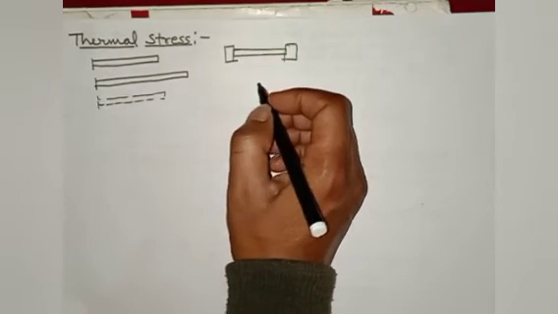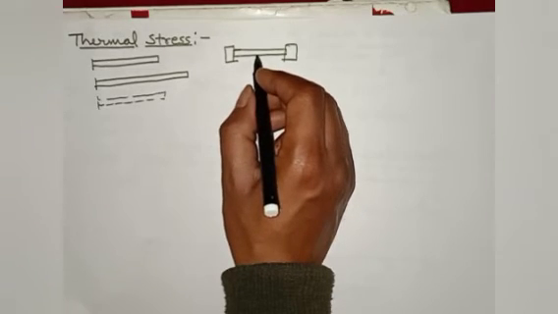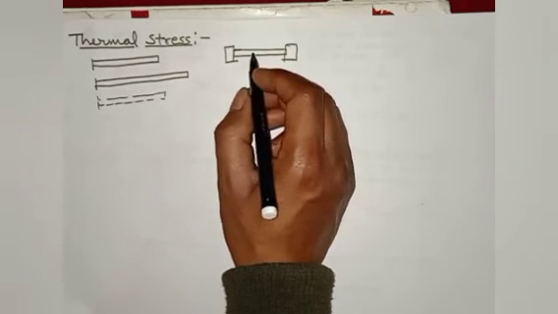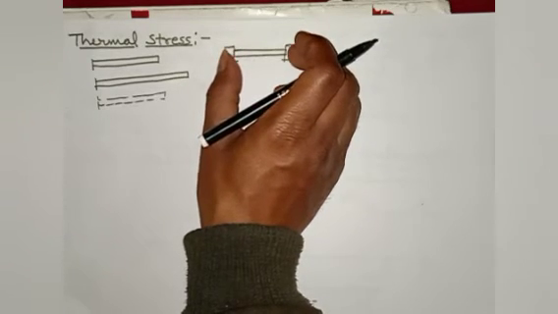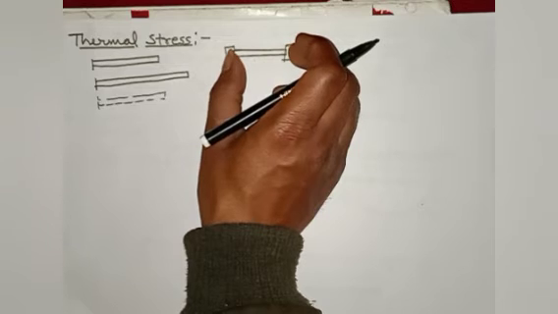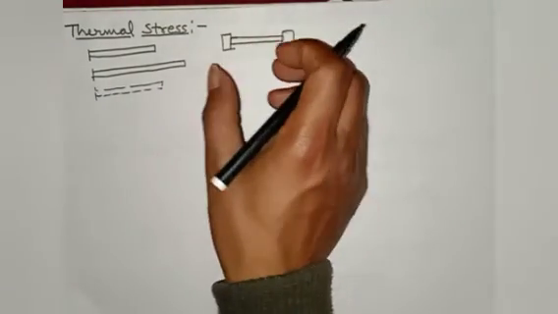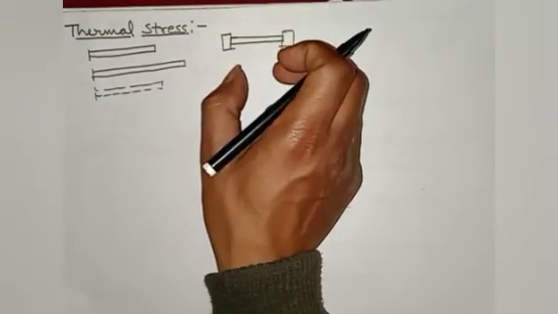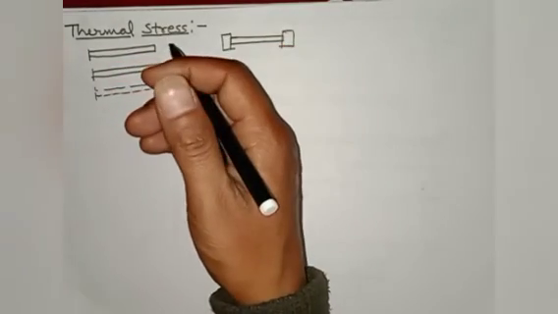Now if we increase its temperature, it will try to expand, but we have rigidly held it, so a stress will be produced in it. That is, to retain its shape, we are applying some external force that will create a stress. That is called thermal stress.